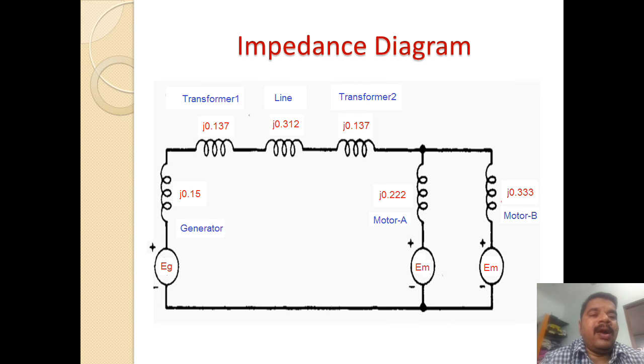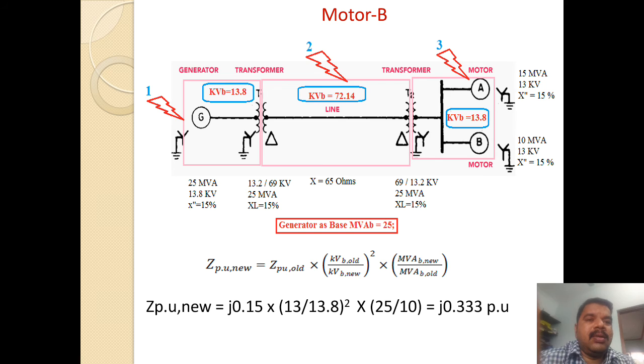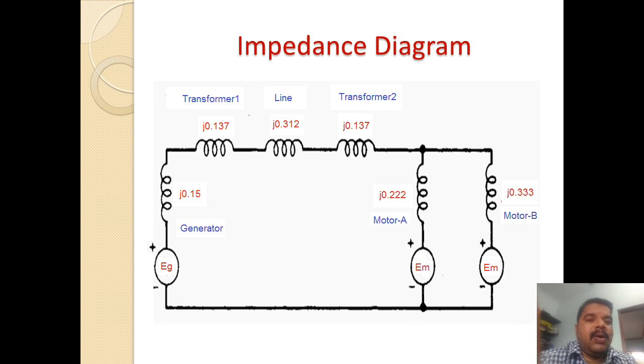Now, the final step: we have to draw the impedance diagram. This is very, very important. While drawing the impedance diagram, what is the first component? Generator.